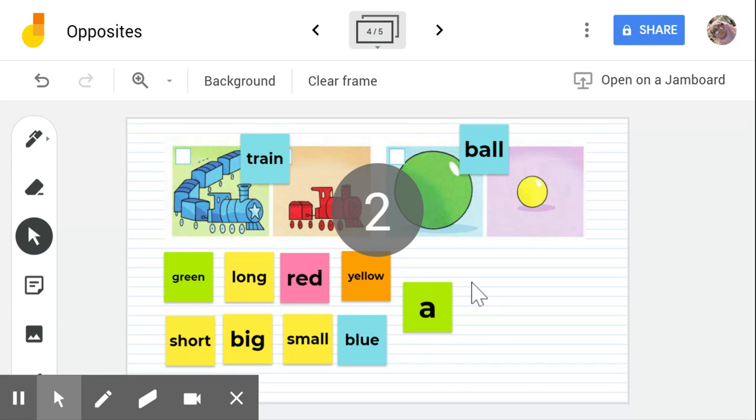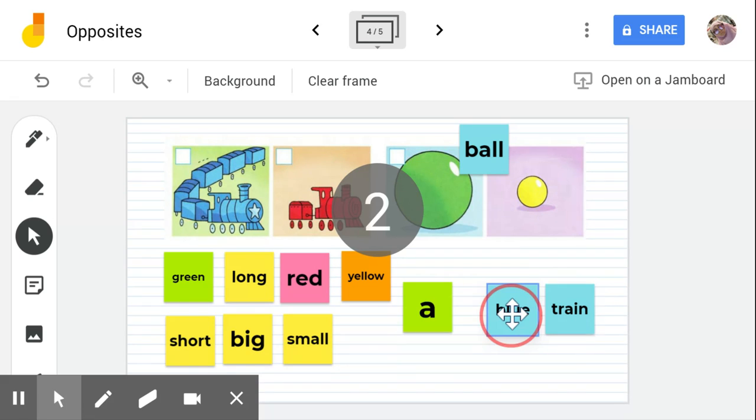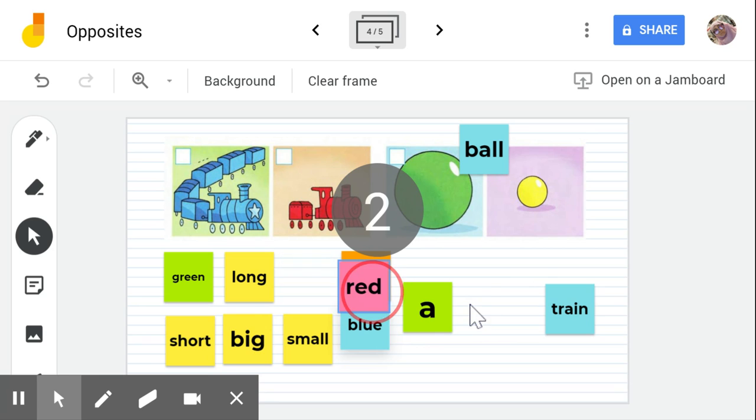First, we are going to use one adjective. For example, we always say a train, right? This one, a train. So we can also say a blue train. So this one is a blue train. And the other one, we can say a red train. This other one.